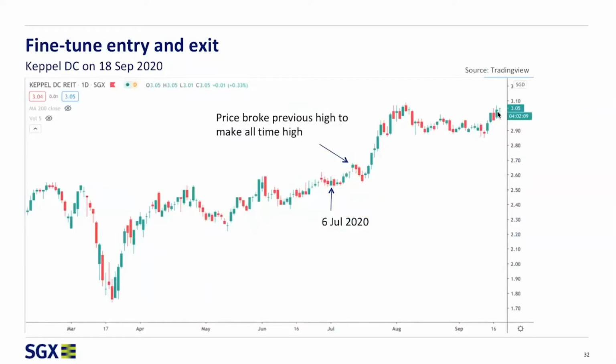Okay, so this is how we can use market depth and watch how it evolves over time to see the switch between buyers and sellers. Okay, so that's the Capital DC.